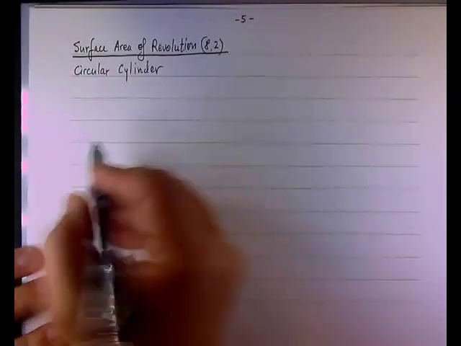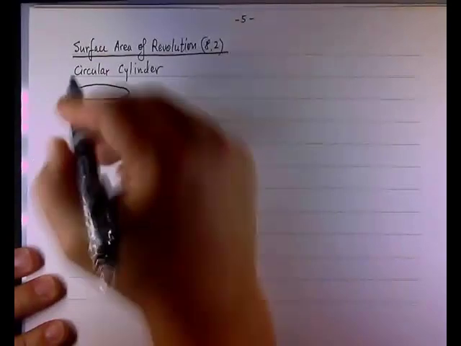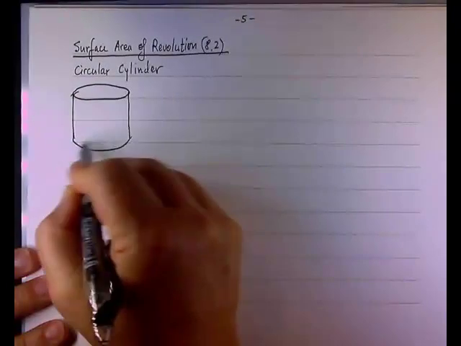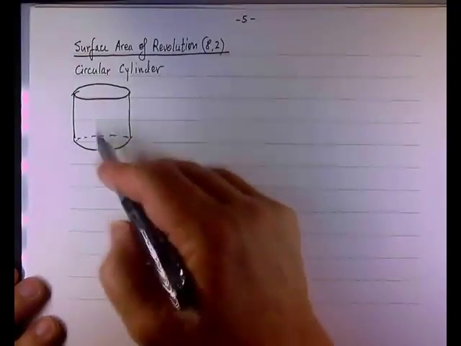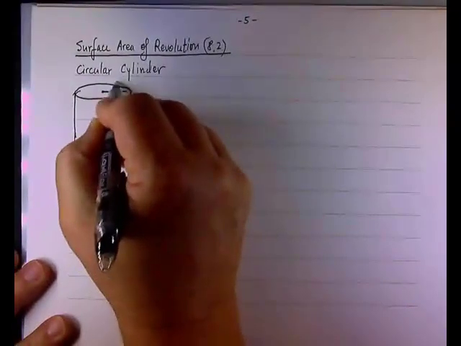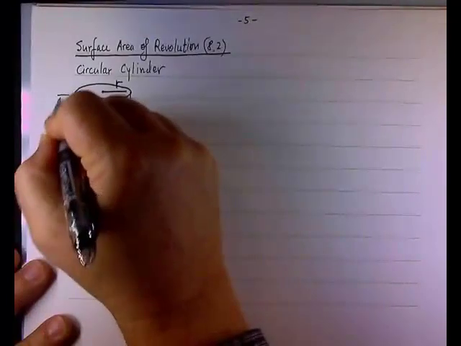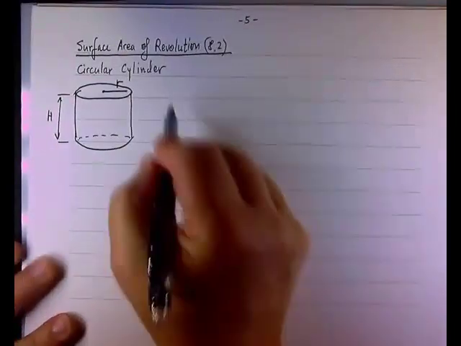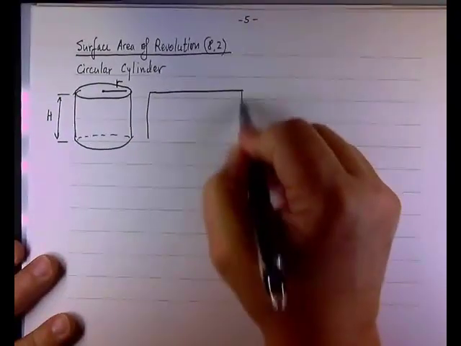I'm debating whether to write on the side. No, keep it upright. I think you are clever enough to make the visual adjustment. So this is the circular cylinder, and I'm looking for the surface area. Again, this is open, bottom, open, top. The radius is R, and the height is H.